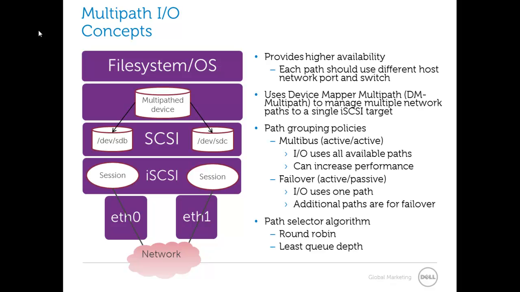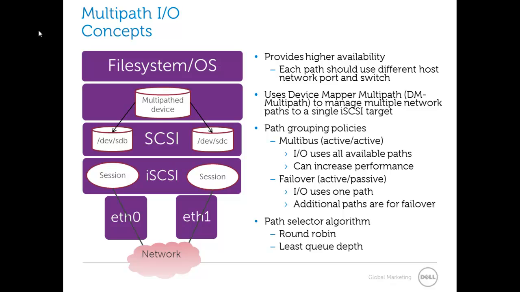Here is a picture of a multipath server with multiple NICs. It shows redundant paths from the server to the iSCSI volume. In Linux, the multipath device is the DM multipath service, which manages multiple network paths to a single iSCSI volume.